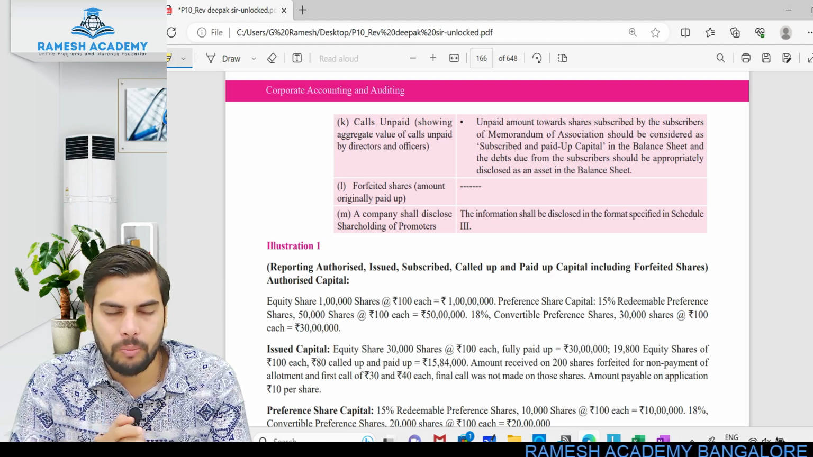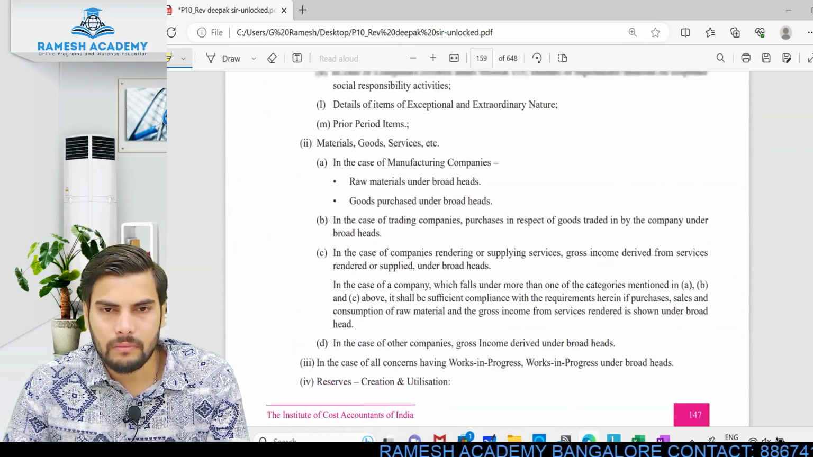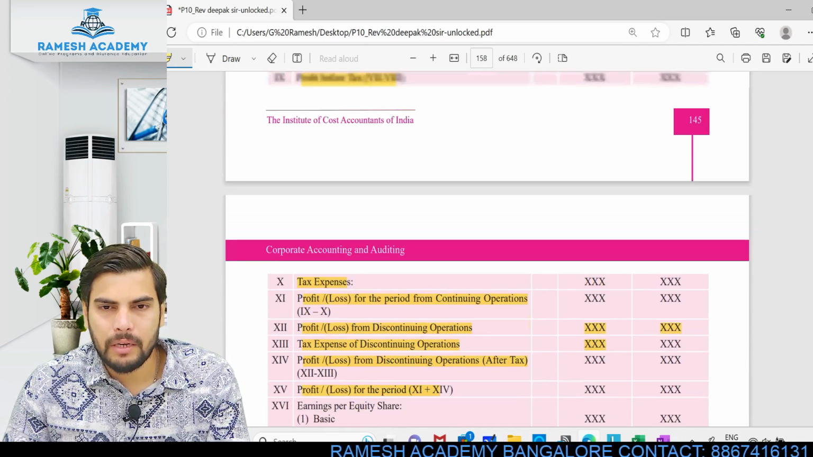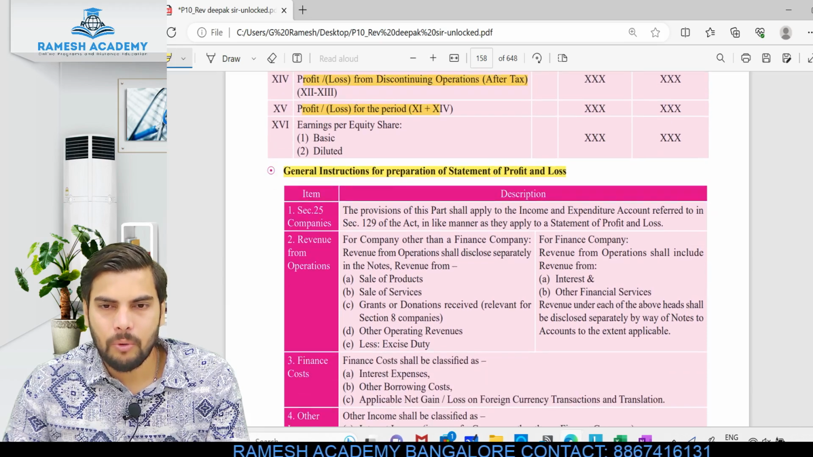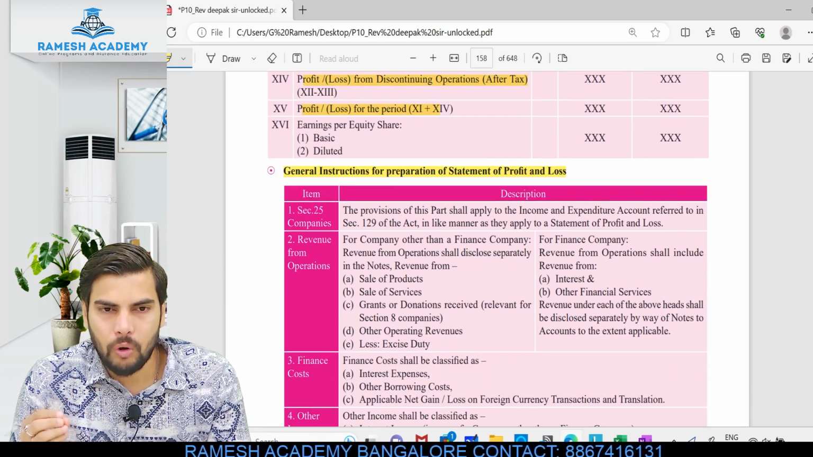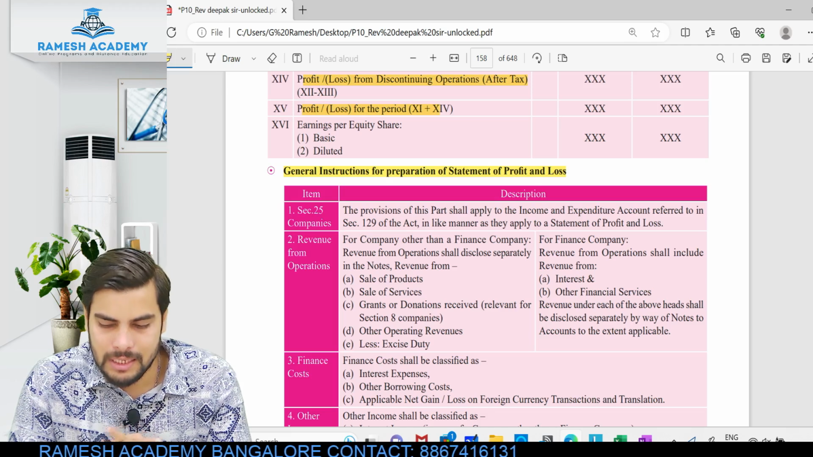So we spoke about P&L account and we understood the format in which this P&L account has to be prepared, this format. So this is the format in which this profit and loss account will be prepared. In the next class, we'll be learning about the general instructions which have to be followed while preparing the P&L account. What are the general instructions with respect to preparation of P&L account will be learned in the next class.